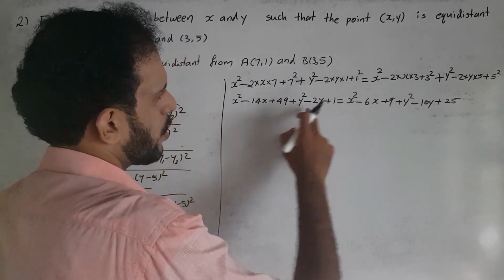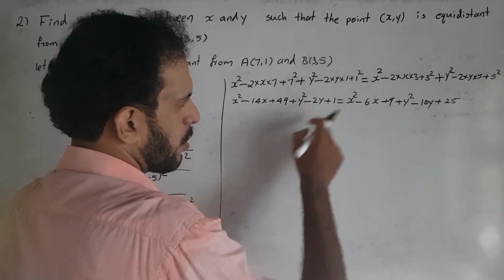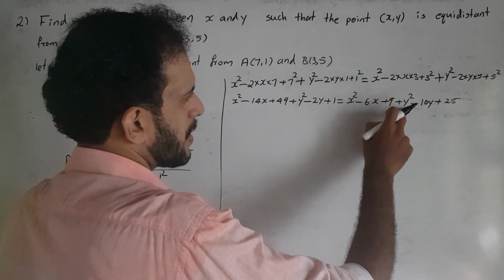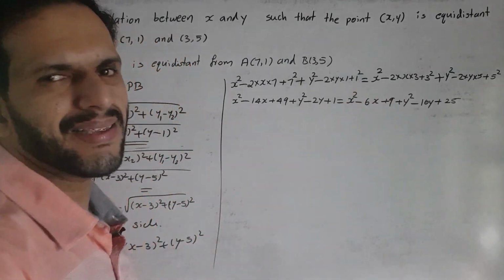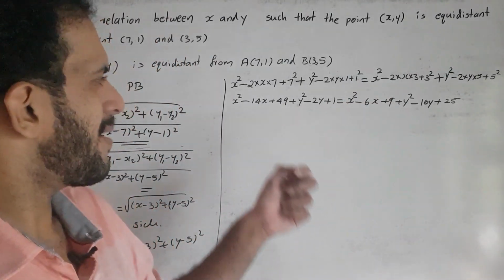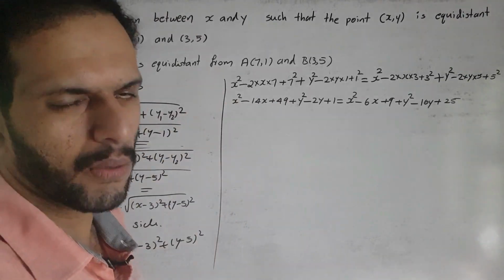ഈ എക്സ് സ്ക്വയറും വൈ സ്ക്വയറും ഇങ്ങോട്ട് കൊണ്ടുപോയാൽ അല്ലെങ്കിൽ അവിടെ നിന്ന് ഇങ്ങോട്ട് കൊണ്ടുവന്നാൽ പ്ലസ് എക്സ് സ്ക്വയർ പ്ലസ് വൈ സ്ക്വയർ എന്തായി മാറും? മൈനസ് എക്സ് സ്ക്വയറും മൈനസ് വൈ സ്ക്വയറും ആവും. അപ്പോൾ എക്സ് സ്ക്വയറിന് എക്സ് സ്ക്വയർ മൈനസ് ചെയ്ത് എത്ര കിട്ടും മക്കളെ?